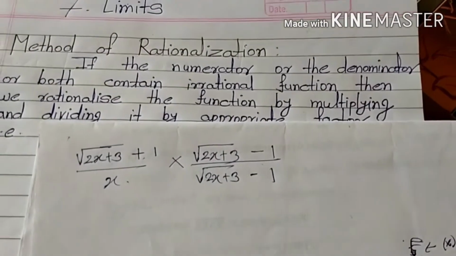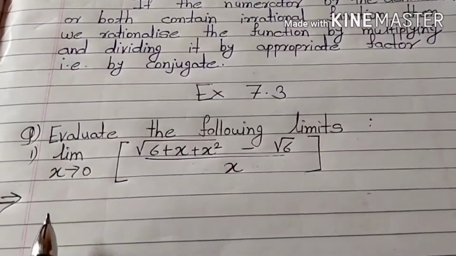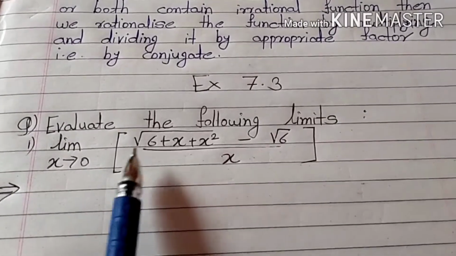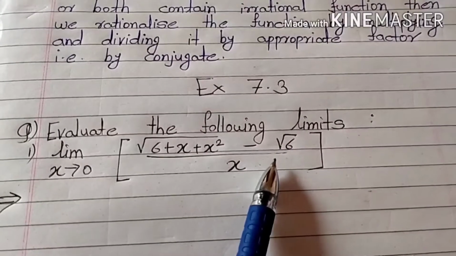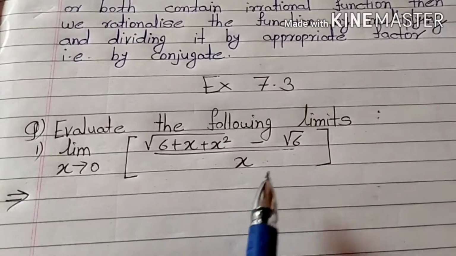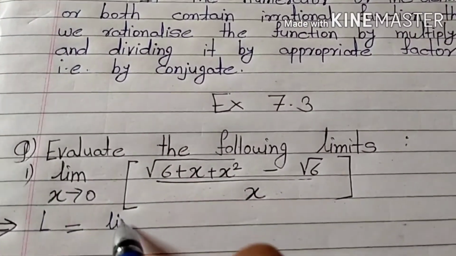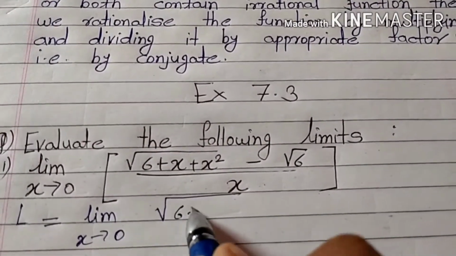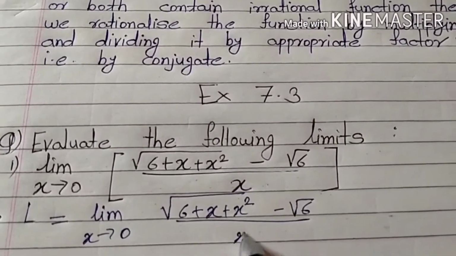Okay. Now let us start to solve exercise 7.3. So here it is the first example of exercise 7.3. You can observe that it is an irrational function. Now we have to multiply and divide by its conjugate. Before that, take it as limit L. So L is equal to limit x tends to 0, write it as it is, root of 6 plus x square minus root of 6, upon x. Okay.